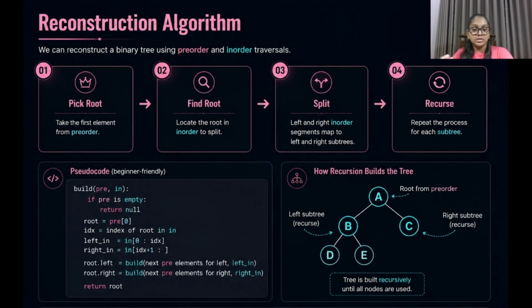Now if we look at the pseudocode below, we can see the same logic implemented step by step. First, we check if the traversal is empty. If it is, we simply return null. Otherwise, we create the root node using the first preorder element. Then we find the root inside the inorder traversal. After that, we split inorder into left and right parts. And finally, we recursively build the left subtree and right subtree. So the recursion keeps breaking the tree into smaller subtrees until everything is constructed.